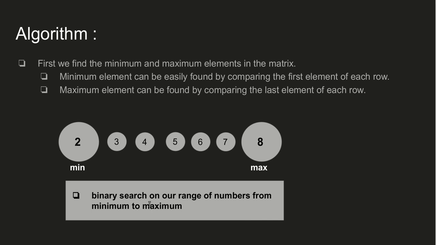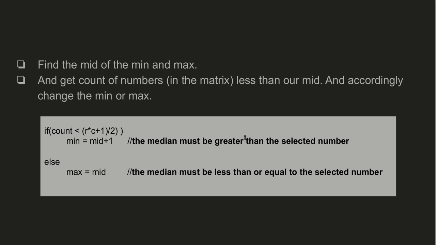Now we perform binary search on the range of numbers from minimum to maximum. The range of numbers from minimum to maximum is 2, 3, 4, 5, 6, 7, 8. This is the whole range. We perform binary search on this range, that is finding the mid of min and max, then getting the count of numbers in the matrix that are less than our mid, and then accordingly we change our min and max.